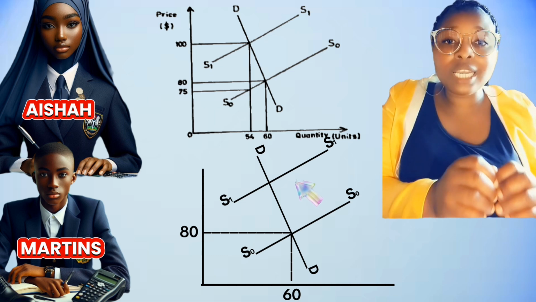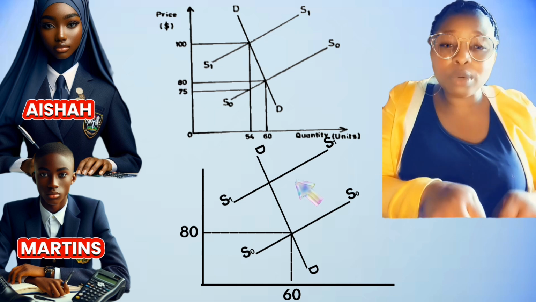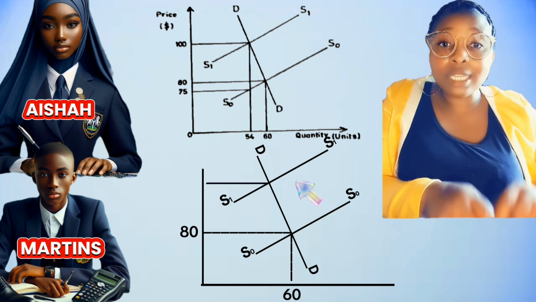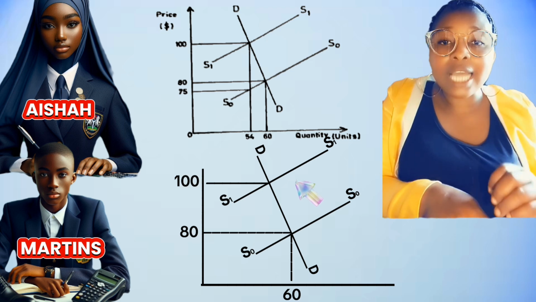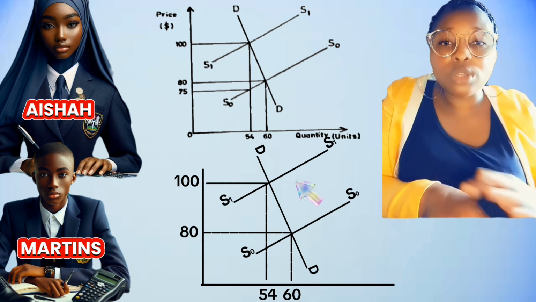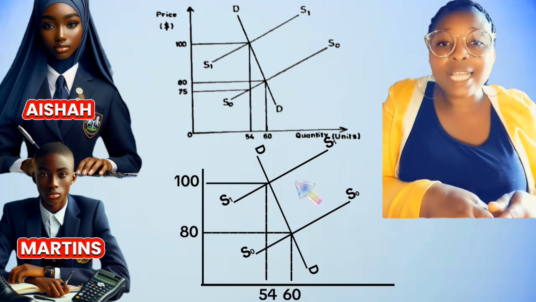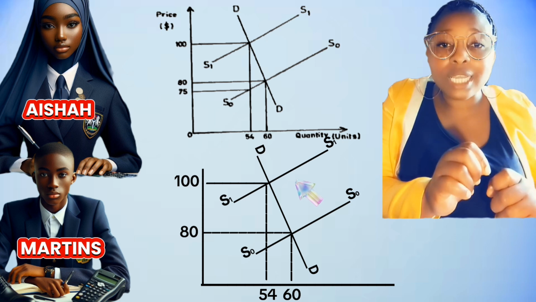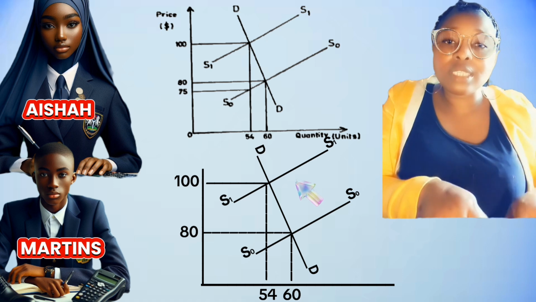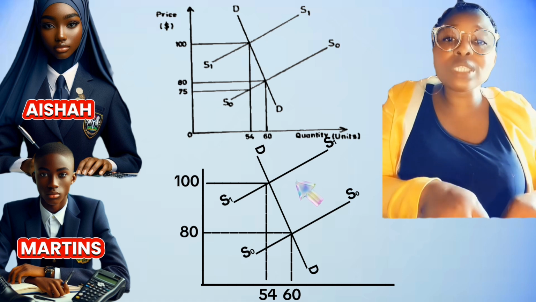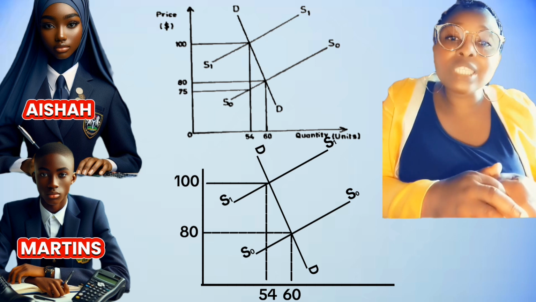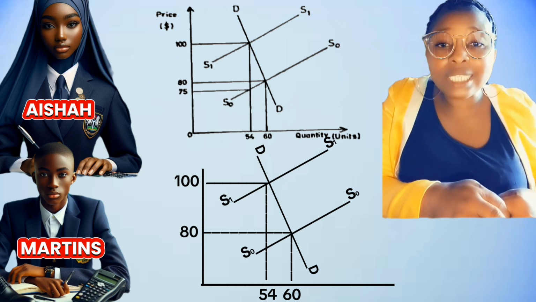Step 2 is for you to get the new equilibrium price and new equilibrium quantity. The new equilibrium price in this diagram represents $100, and the new quantity bought and sold is 54 units. So that $100 stands for the new price the consumers are paying when tax has been imposed. And the 54 units is the quantity the consumer buys and what the producer sells. I hope you are getting it. Yes, ma'am.